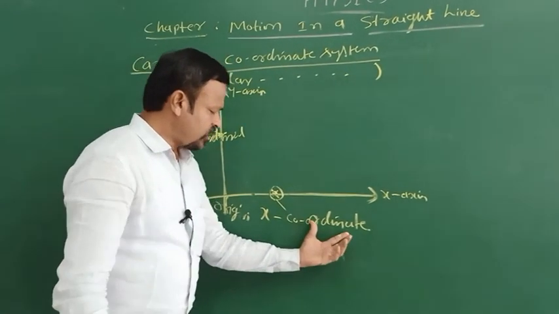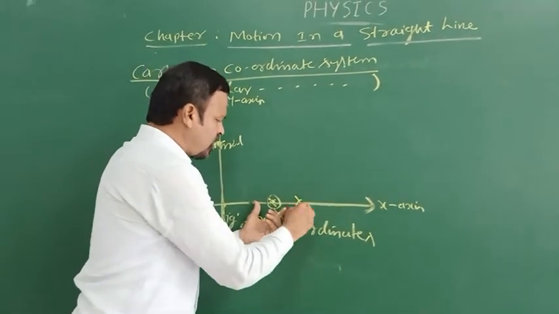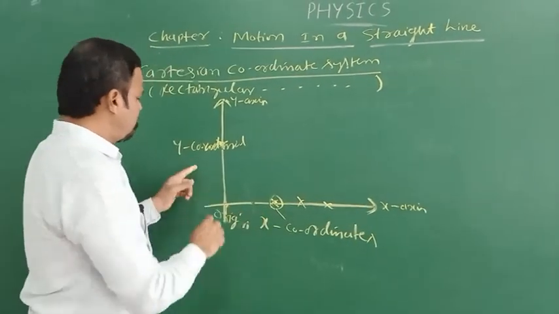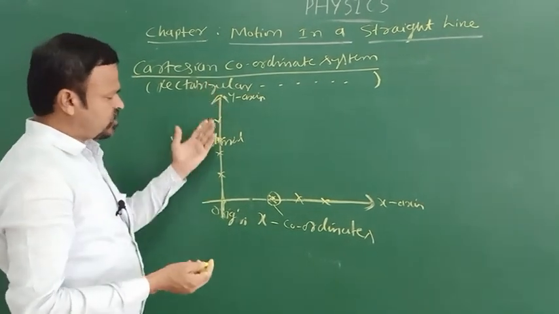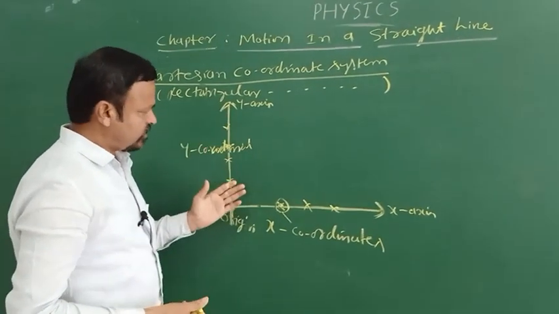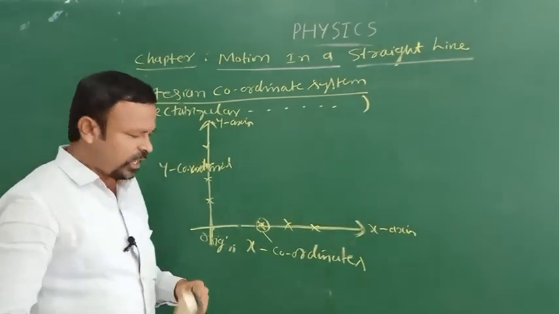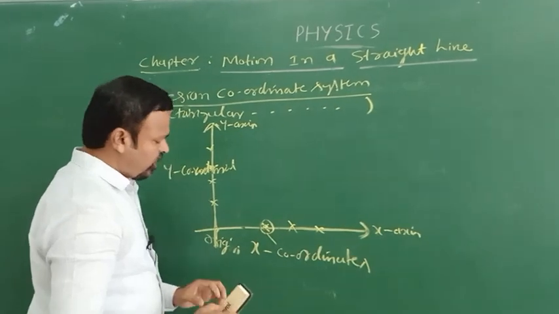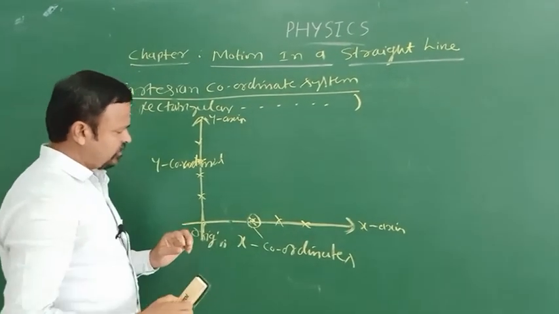X coordinate or x coordinates means the points along the x-axis. Y coordinate means the points along the y-axis, that is, positions along the y-axis. Therefore, by using Cartesian coordinates, we can find out the position of an object like this.